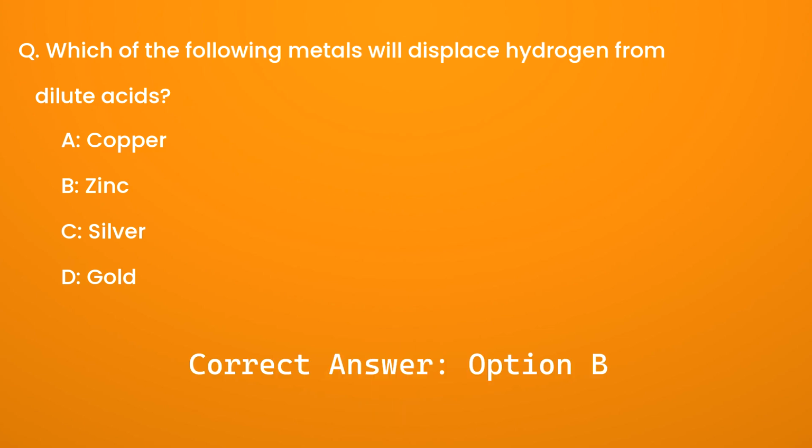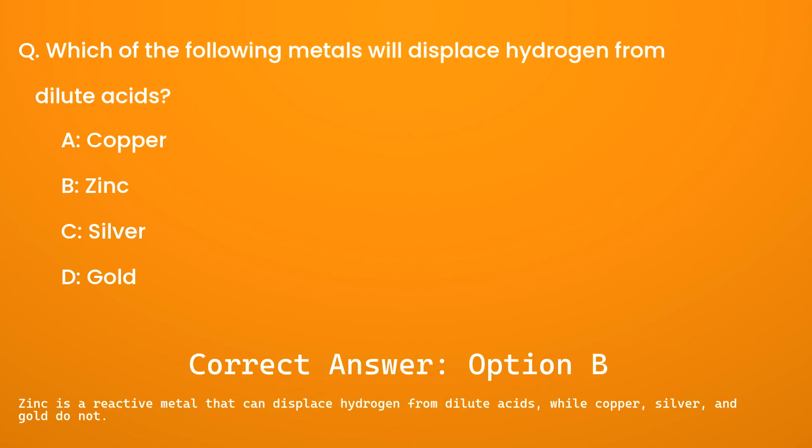The correct answer is option B, which is zinc. Zinc is a reactive metal that can displace hydrogen from dilute acids, while copper, silver, and gold do not.